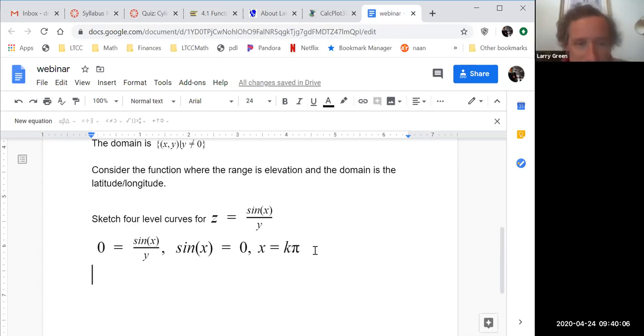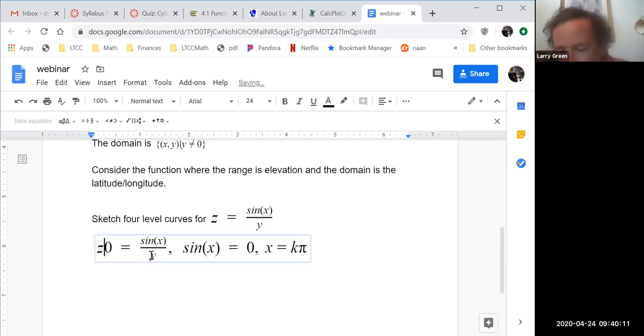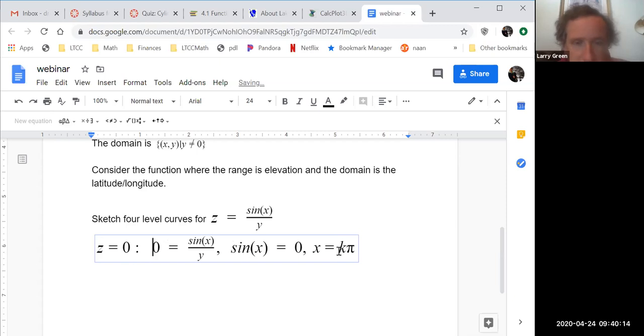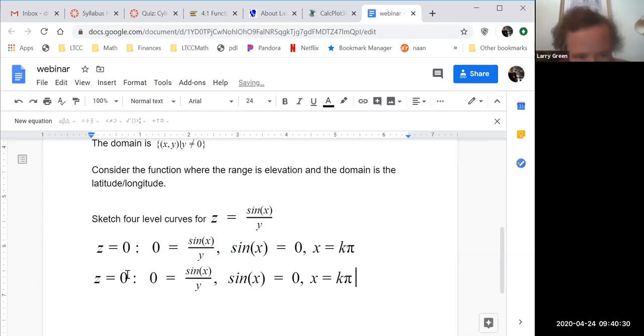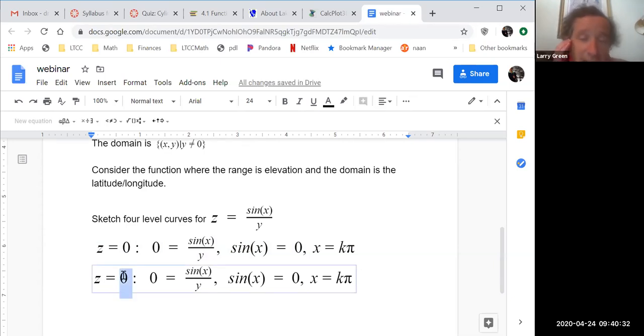Okay, so we got one. I guess I should write z equals 0. It's always good to label which level curve you're looking at. And now let's do a copy and paste. Now we're going to do some that aren't just lines. I could choose z equals 1 if I want, and that might be interesting, but let's choose something a little more interesting than that.